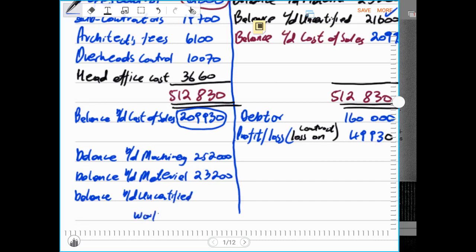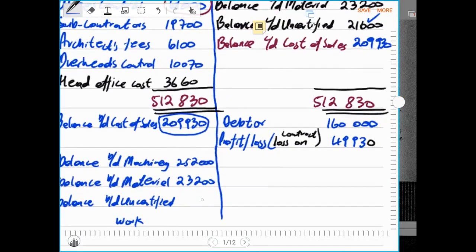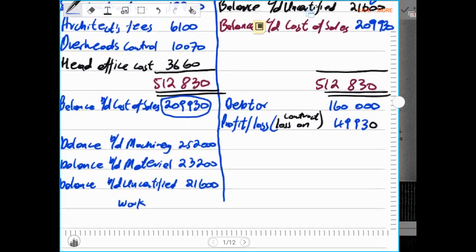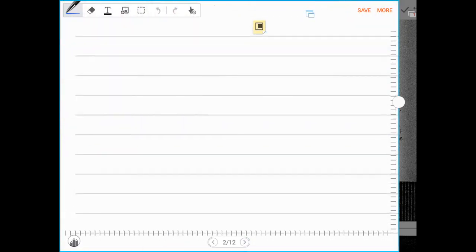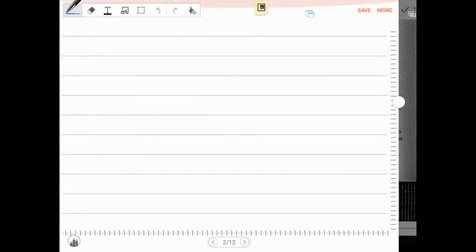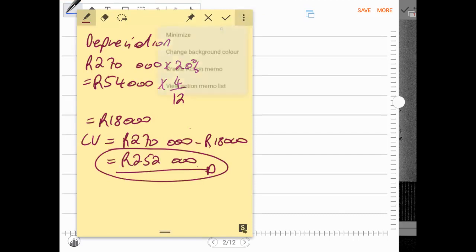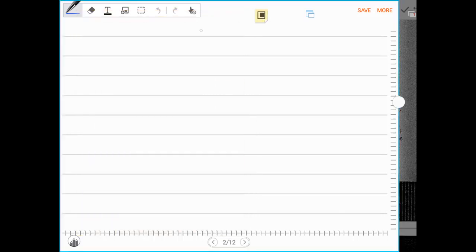Uncertified work. And work that was not certified amounted to 21,600. After this has been completed, we now have to do the debtors account, where we determine the amount that our client owes us. Then we record the debtor before we do the extract of the balance sheet.